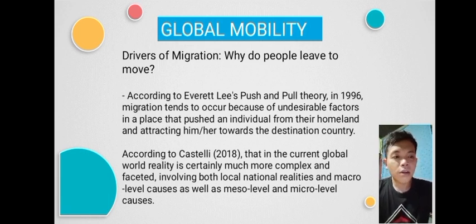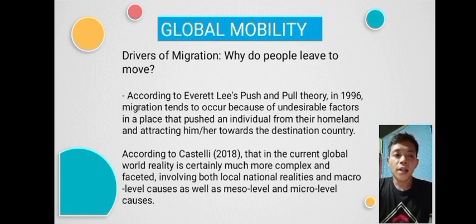According to Everett Lee's push and pull theory in 1966, migration tends to occur because of undesirable factors in a place that push an individual from their homeland, while attracting him or her towards the destination country. That is why it is called push and pull theory, because there are reasons that push an individual to get out of his or her country, and there are also factors from other countries that pull an individual to migrate.